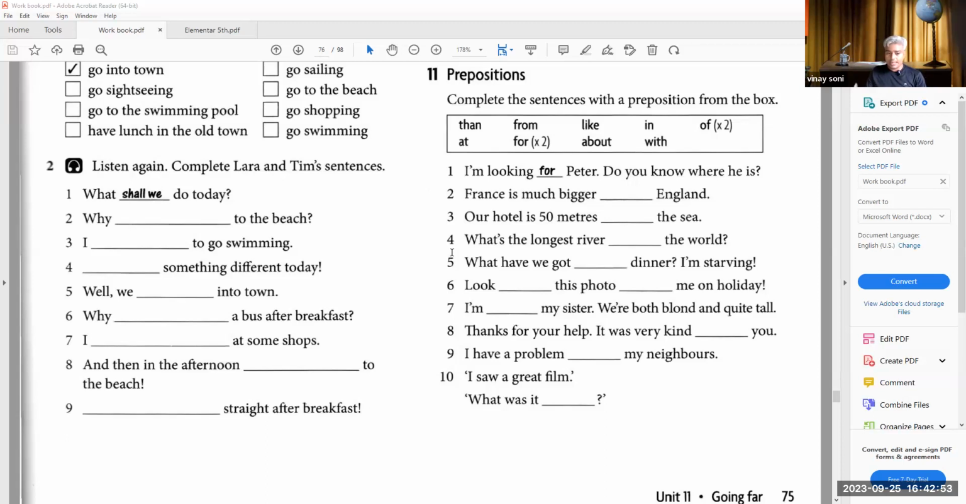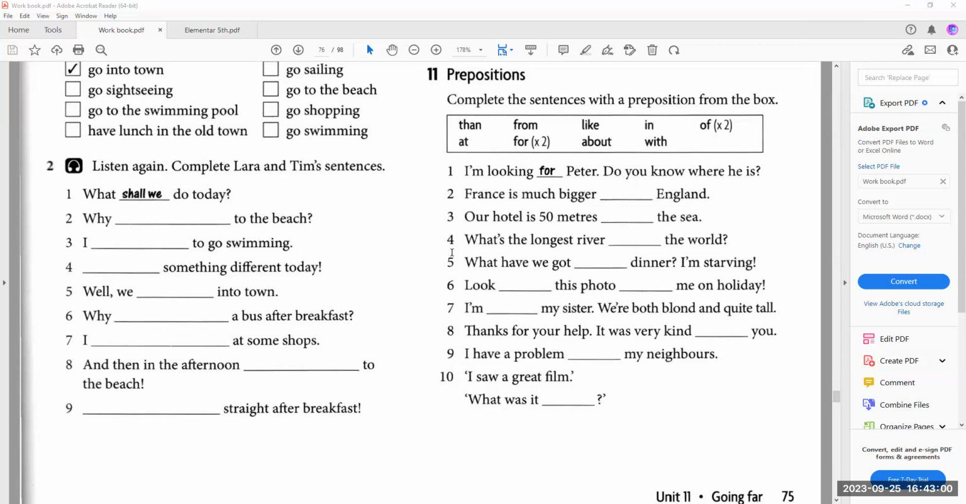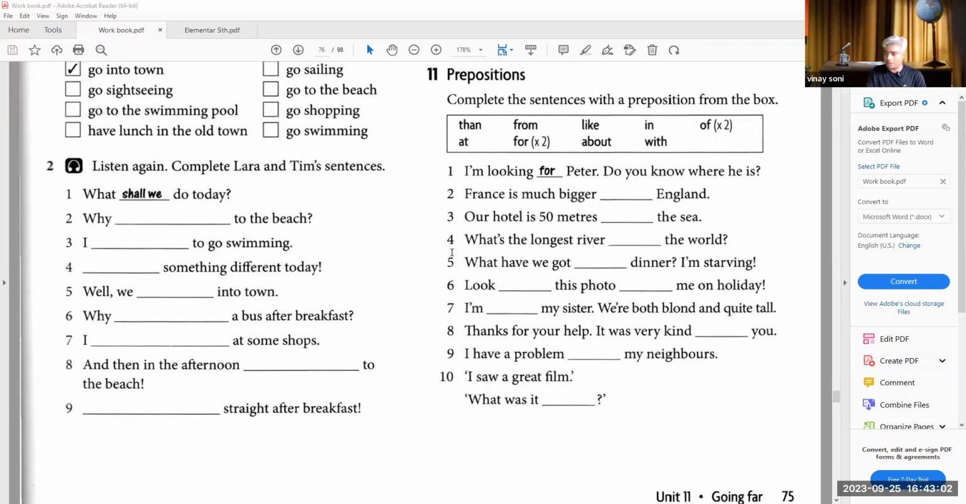Now number 8. And then in the afternoon, we can go to the beach. We can go to the beach and we could go to the beach. I don't know what they said in the audio, okay? I mean, we can say we can go to the beach and we could go to the beach. Okay, number 9. Let's catch the bus straight after breakfast. Okay. So can talks about ability. Could talks about ability in the past and possibility in the present and the future.